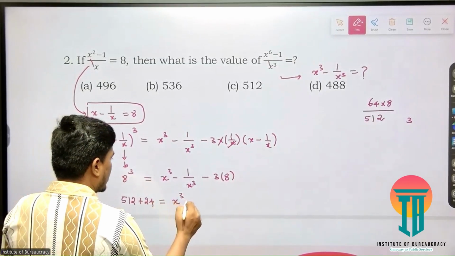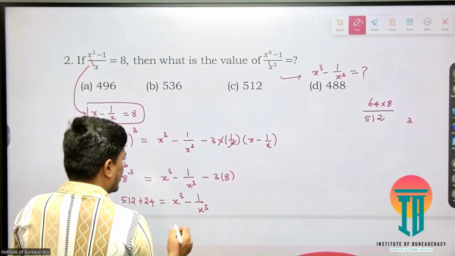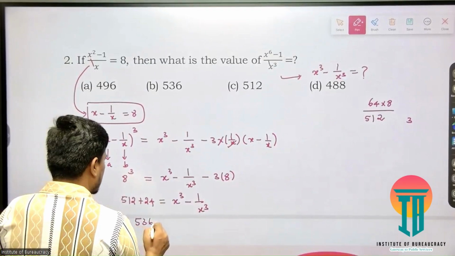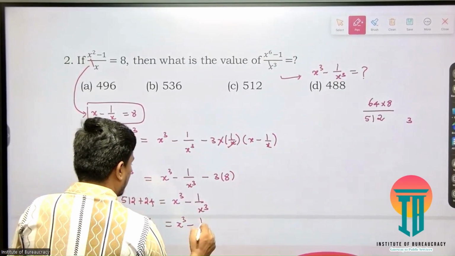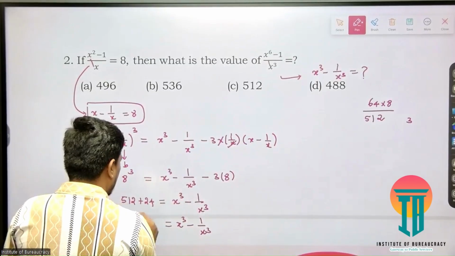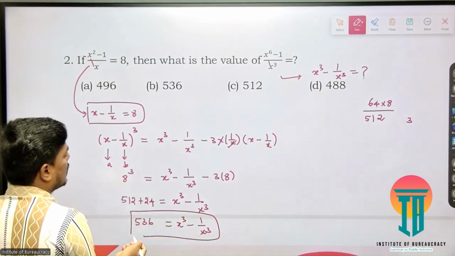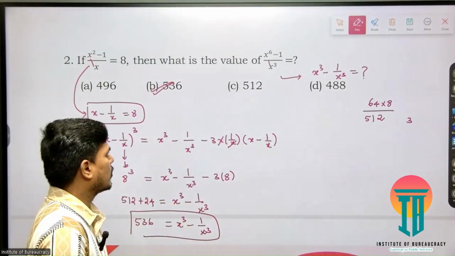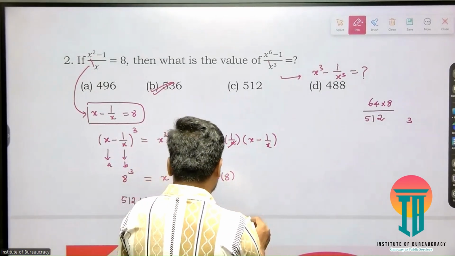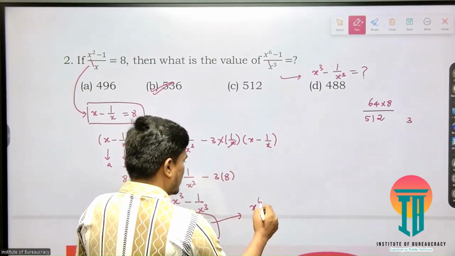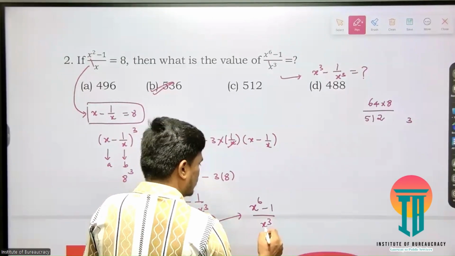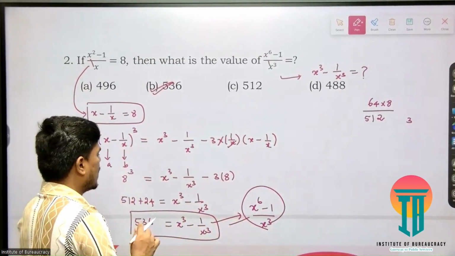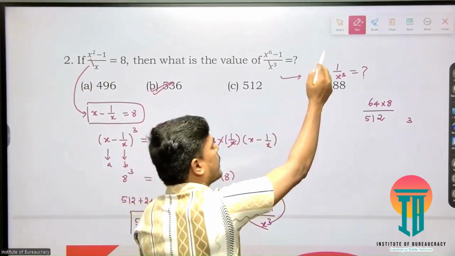This is equal to x cube minus 1 by x cube, so they are asking for that value only. It's going to be 536. So the x cube minus 1 by x cube value is 536. The answer is 536. Very simple. This can also be written, if you cross multiply, as x power 6 minus 1 by x power 3. This is the same. So the answer for this question is option B.